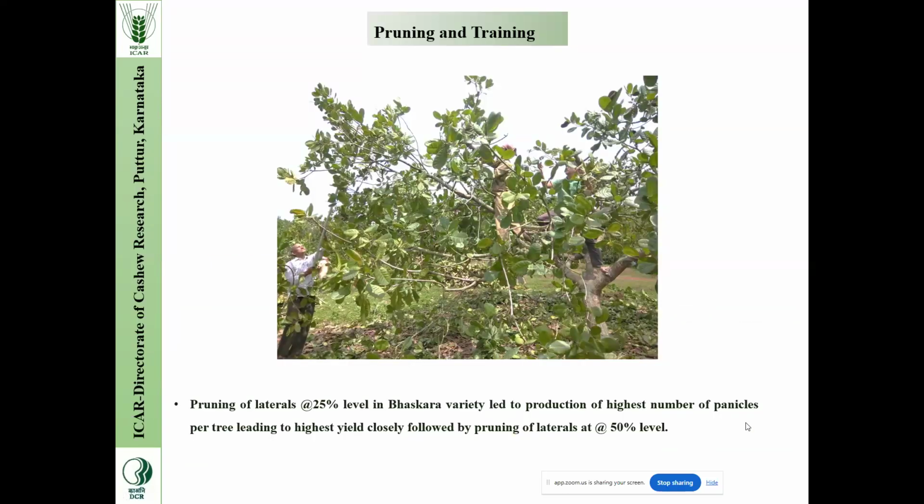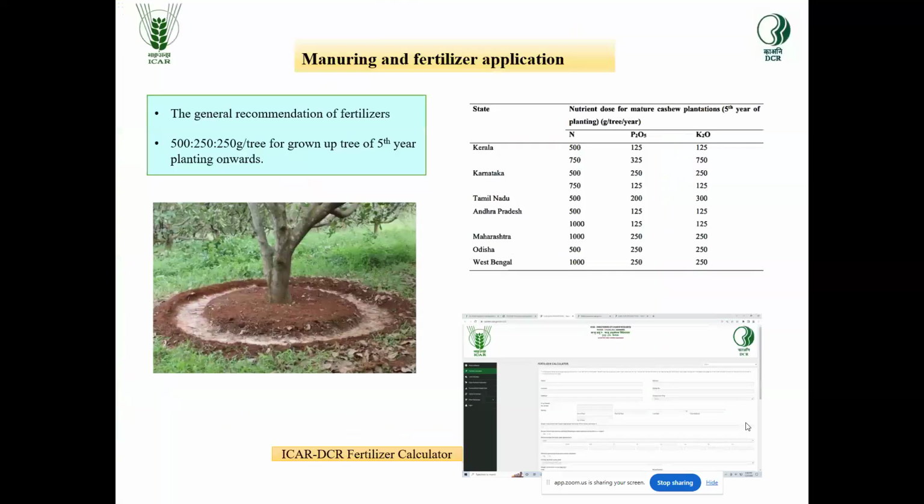And as I have already mentioned, pruning and training have to be taken care of. In 7 by 7 or 8 by 8 meter spacing plantations, pruning of laterals at 25% can be done to maintain the proper canopy structure. Coming to manuring and fertilizer application, 500 to 50 to 50 grams per tree is recommended for a grown-up tree from the 5th year of planting onwards. It is region-specific and state-specific, and we have to go with the soil test reports, because based on that only we should apply NPK fertilizers.